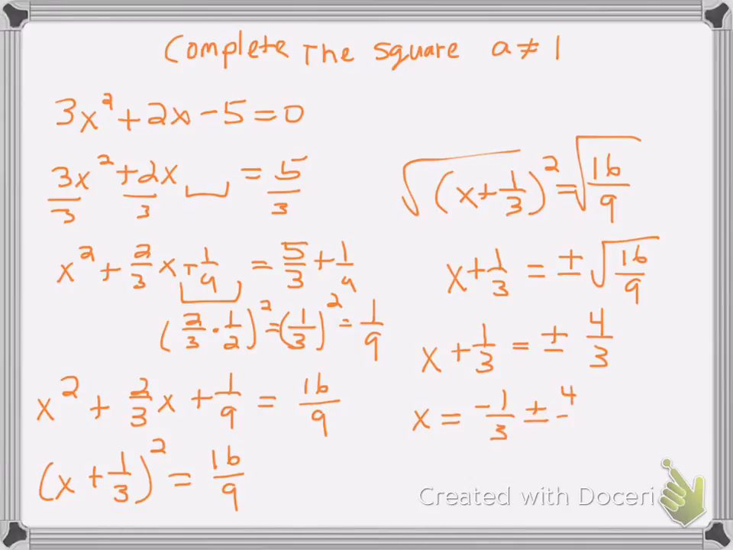Now, the nice thing about this is that when you look at this equation, you can combine those fractions. Those are numbers that you can combine. So take a negative 1/3, add 4/3. When you take a negative 1/3 and add 4/3, you get 1. Take a negative 1/3, subtract 4/3. You end up getting negative 5/3. So there's your two solutions, 1 and negative 5/3.